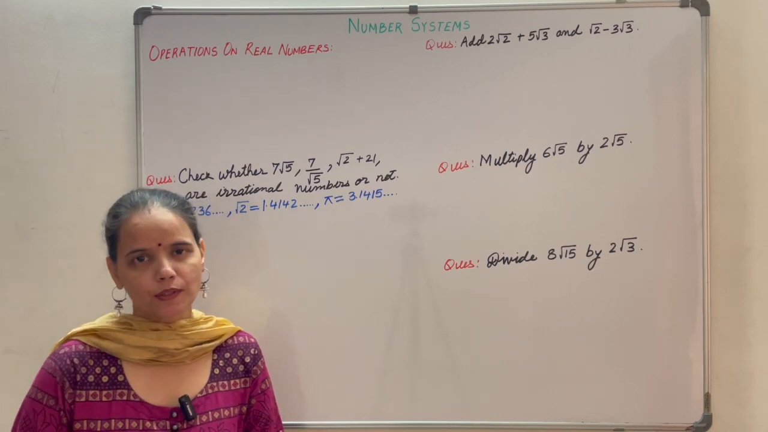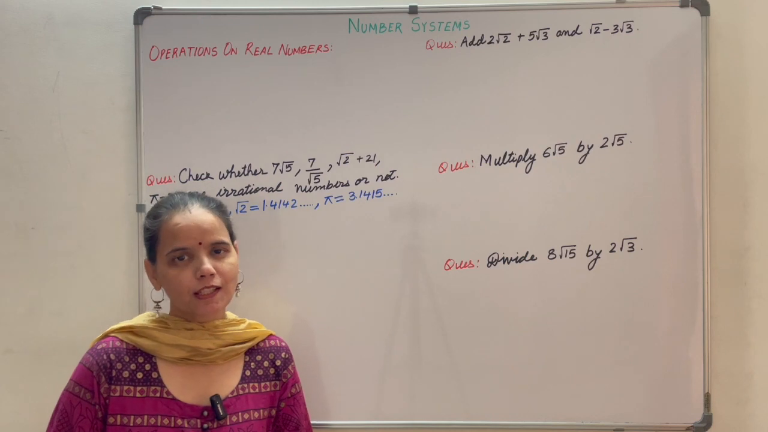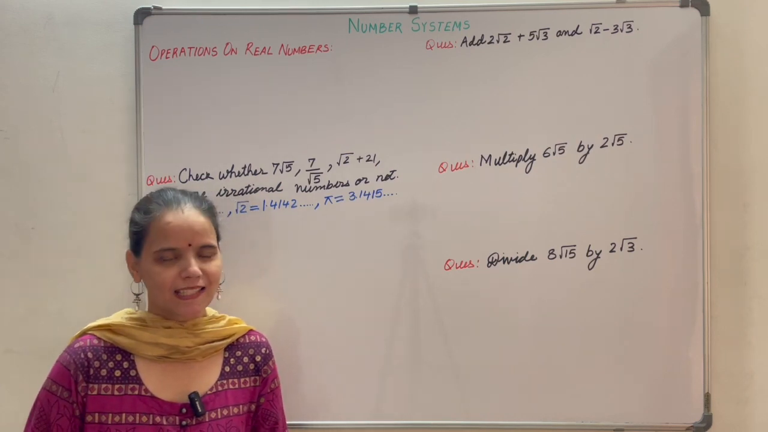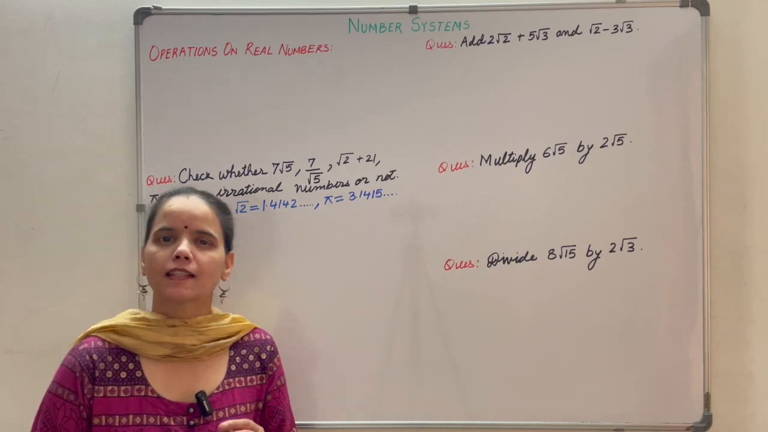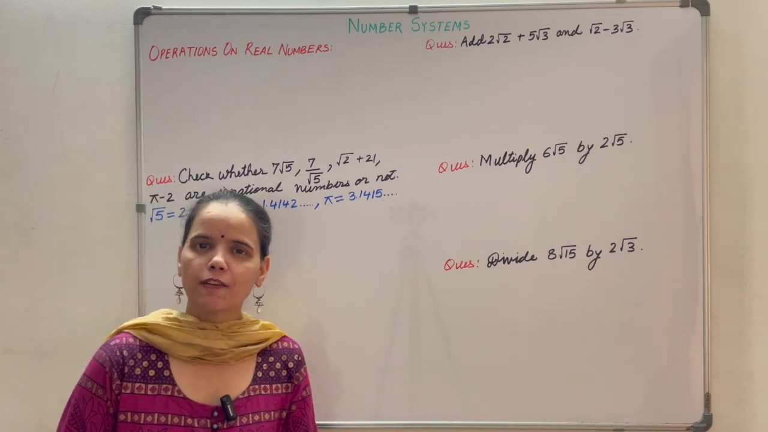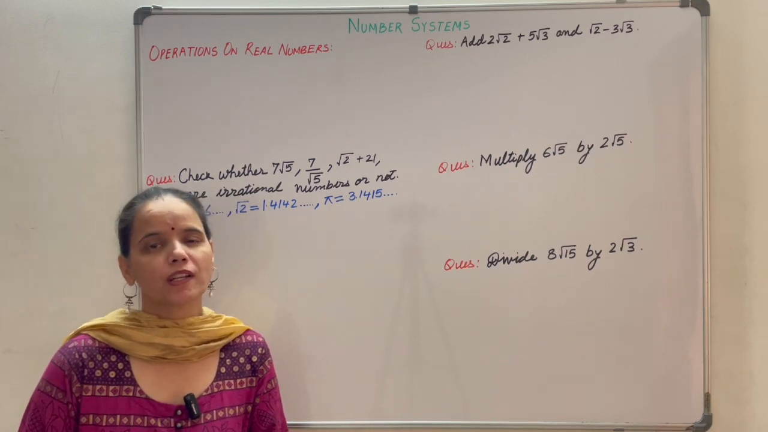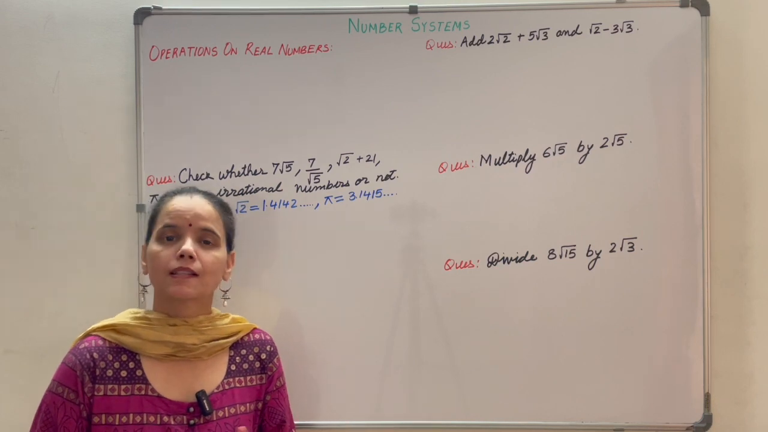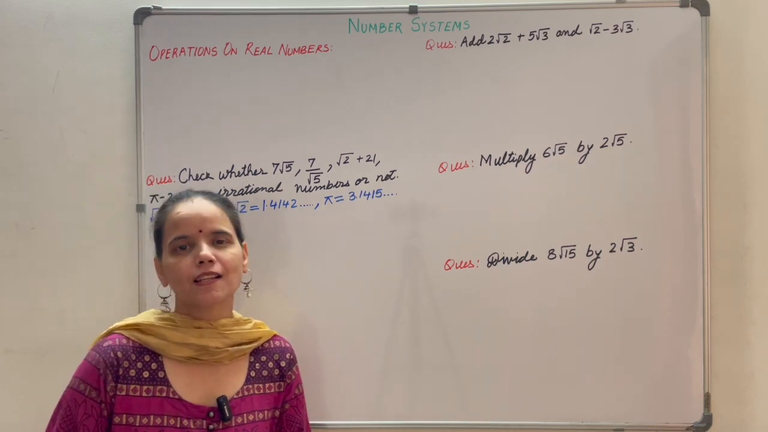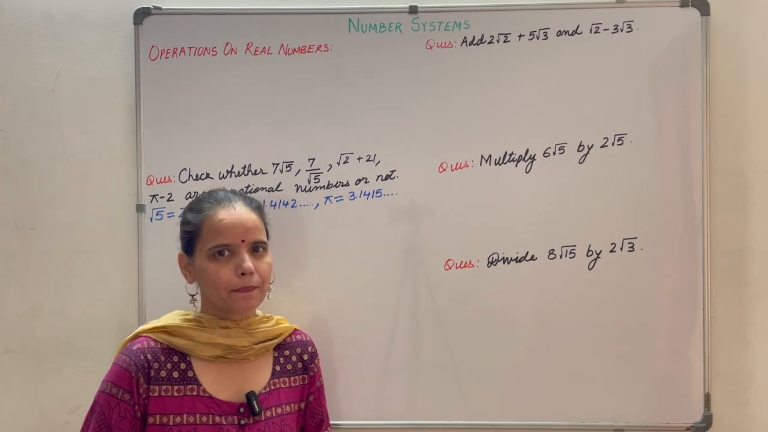Moreover, it turns out that irrational numbers also satisfy the commutative, associative and distributive laws for addition and multiplication. But in the case of irrational numbers, it is not necessary that whenever you add, subtract, multiply or divide any two irrational numbers, you will always get an irrational number. Sometimes you can get a rational number as well. Let us understand this with the help of few examples.